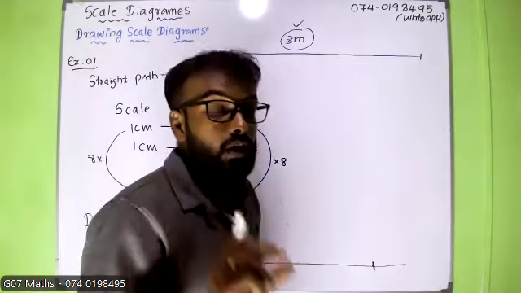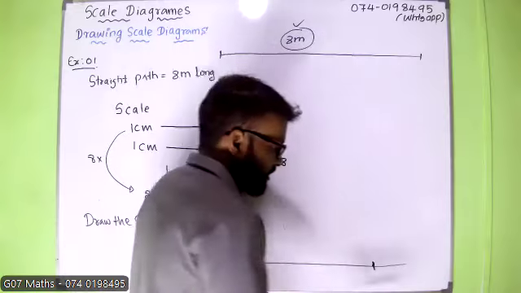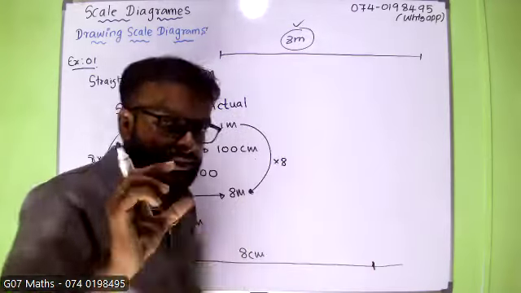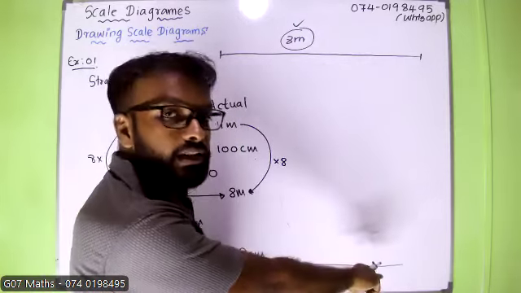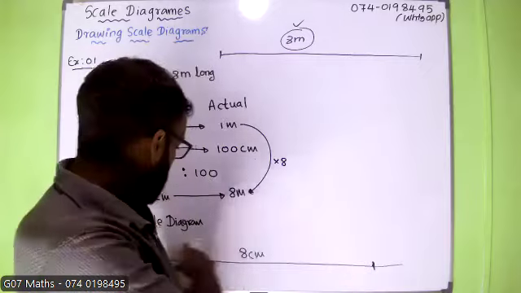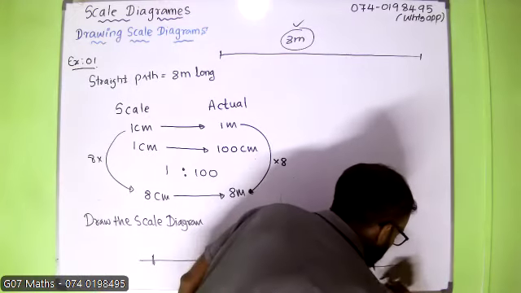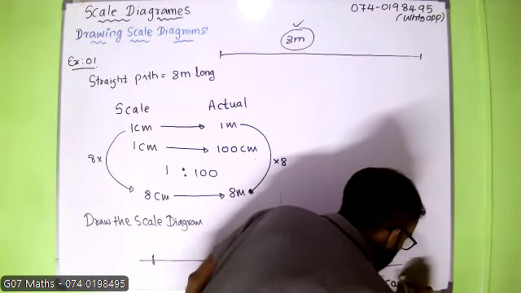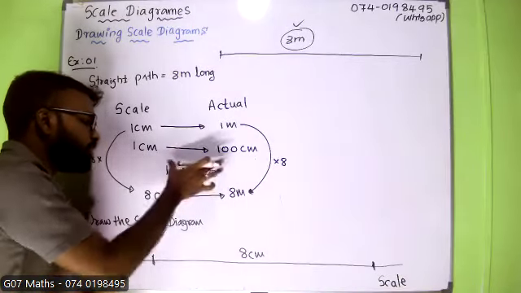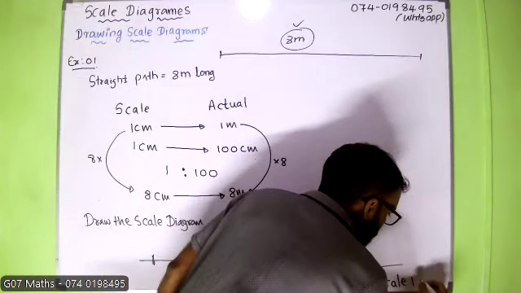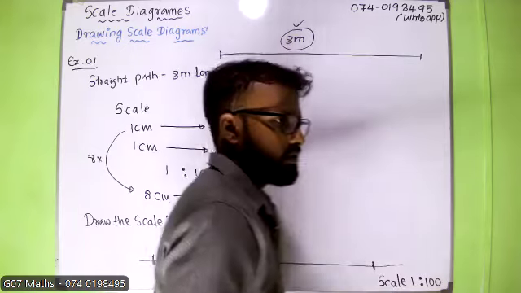And most importantly, at the end, there is something called the scale. When you draw a scale diagram, you need to definitely write your scale at the bottom right hand side of the drawn scale diagram, in the middle. What is the scale? This is the scale. That is your ratio, 1 to 100. So this is very easy.